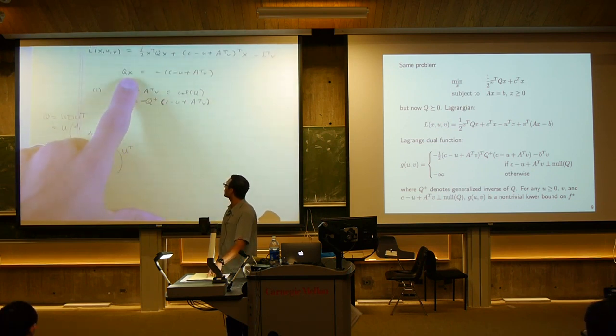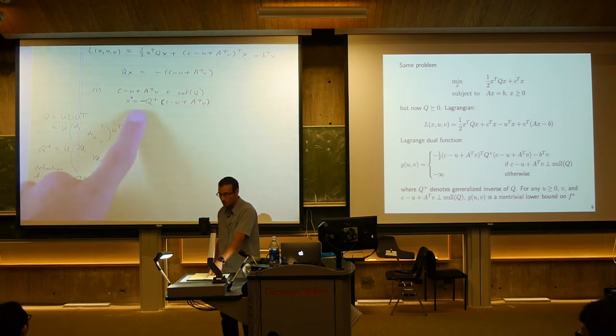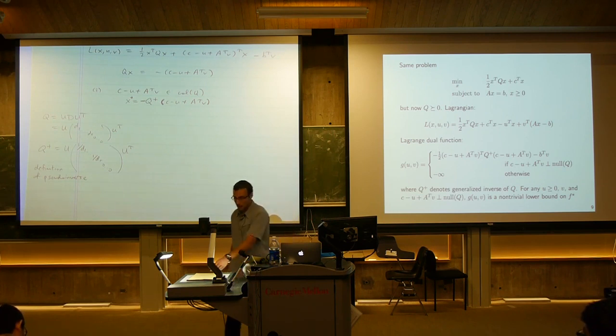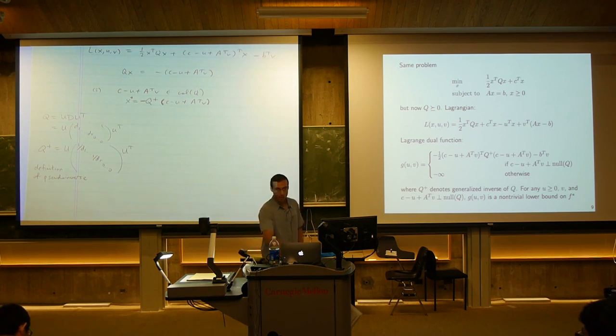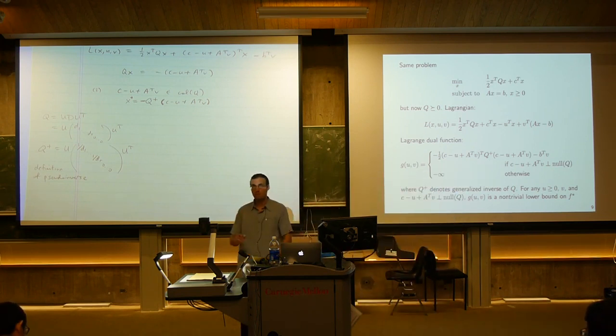We can write a solution to this linear system, provided this is in the column space of this matrix Q, by using, instead of the inverse, the pseudo inverse. Okay, so this is a solution to this linear system. And in that case, we plug this back into the Lagrangian, and we get the dual function, which is the same as we had before, but I have Q pseudo inverse here instead of Q inverse. Okay, Q plus. Sometimes you'll see that written also as Q dagger in LaTeX, like instead of a plus, the dagger symbol.